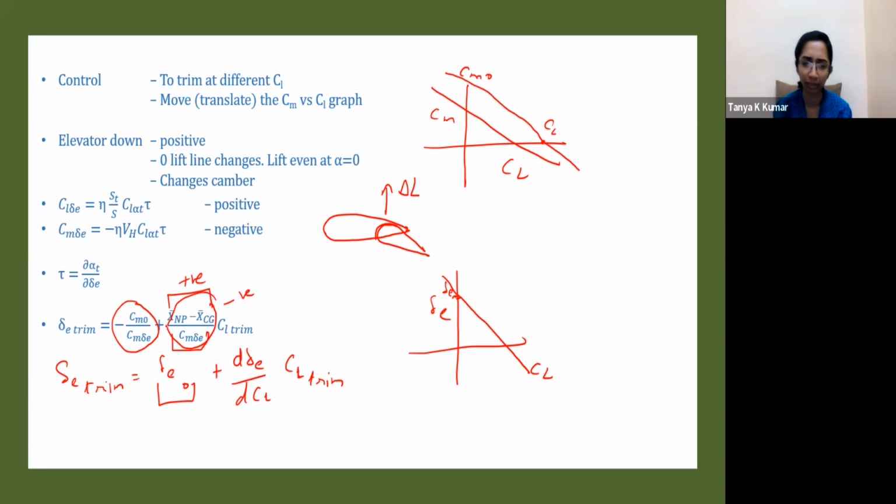Now, as you can see in this graph, like we've discussed before, as the CG moves closer to the neutral point, the slope reduces and finally it becomes zero. The slope becomes zero at the neutral point. So, CG equal to neutral point. Okay, so this is done.